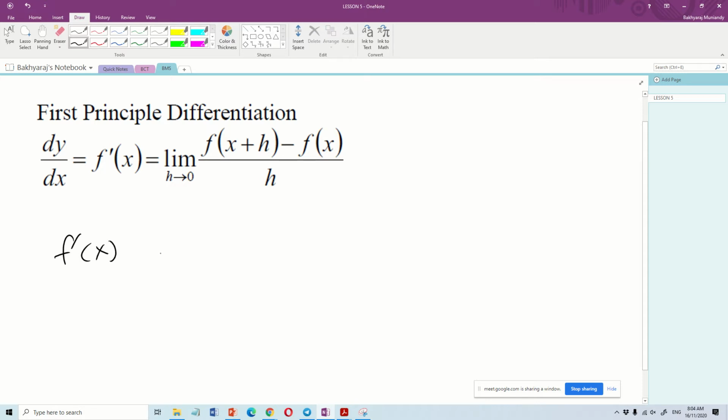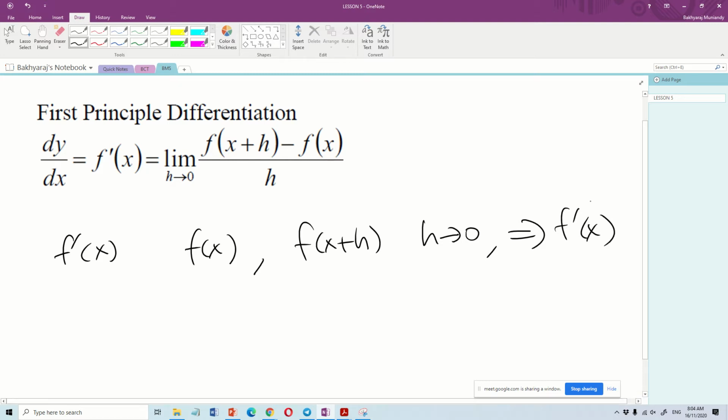Okay, f prime x. Then what we need is f x, and also f x plus h. By doing that, when h approaches 0, we actually can go to the f prime x. So, ini yang kita nak cuba lah. Kalau kita nak dapat ni, first we need f x, second we need x plus h. Then we need to put in h approaches 0, then we will go straight into the f prime x. Ini yang kita dapat.